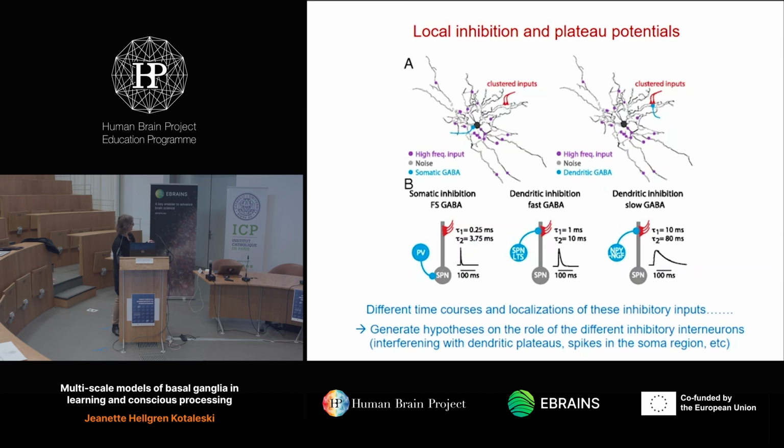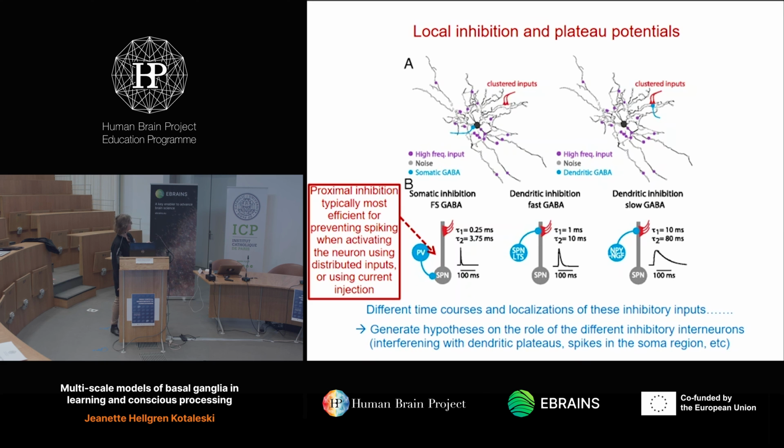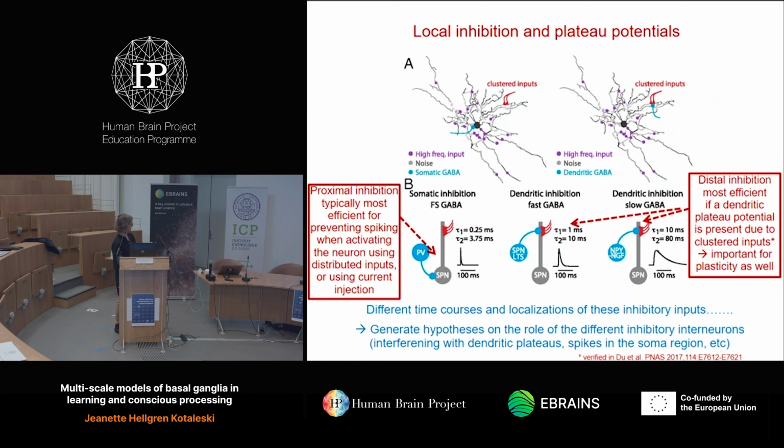So we can simulate what happens if we evoke a plateau in the distal dendrite. A plateau is sort of the same as an NMDA spike. And we have proximal GABAergic input or more distal input, and so on. To make a long story short, proximal inhibition is typically most efficient to prevent spiking if you activate the neurons using distributed inputs or using current injection in the soma. But it doesn't help much if you have a plateau potential evoked in the distal dendrites. Then you need distal inhibition close to, or in, the branch where you evoke this plateau potential, and this could then potentially also affect plasticity.